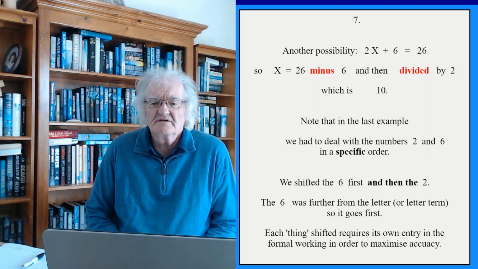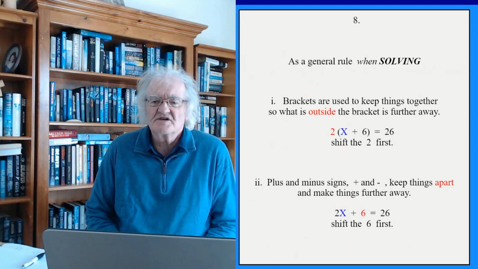The thing shifted requires its own entry in the formal working in order to maximise accuracy. As a general rule when solving, brackets are used to keep things together, so what's outside the bracket is considered to be further away. 2 bracket x plus 6 equals 26. The 2 is outside the x plus 6 part. It is further away, so we shift the 2 first.